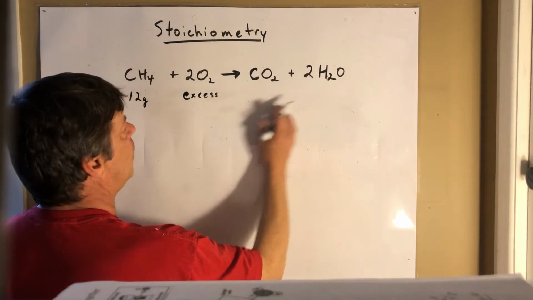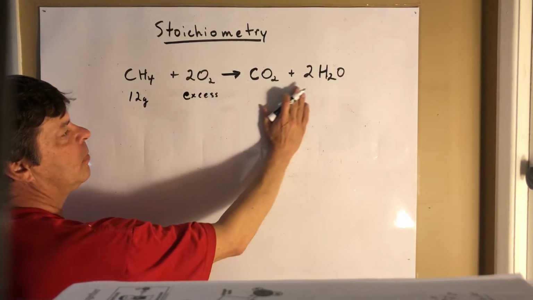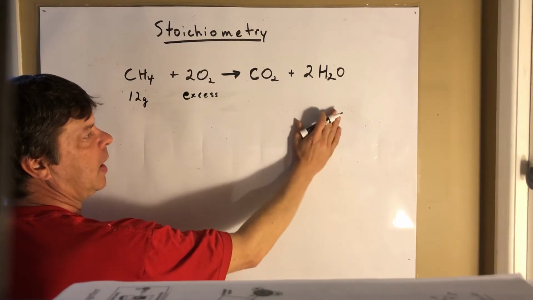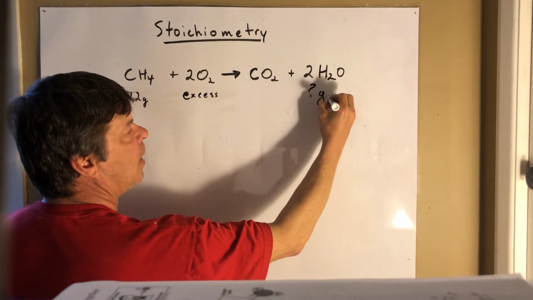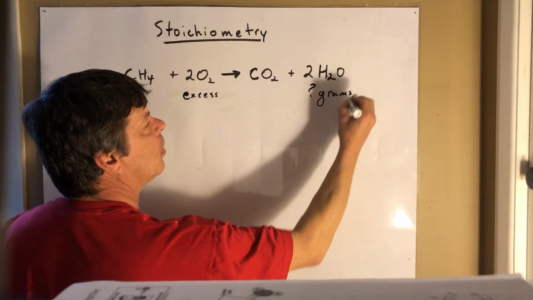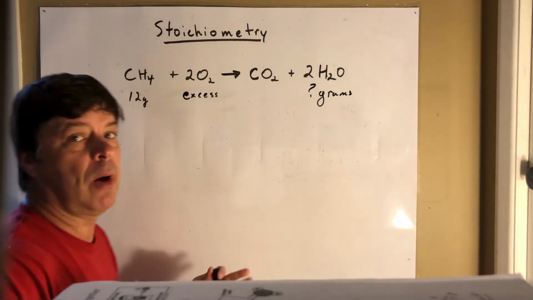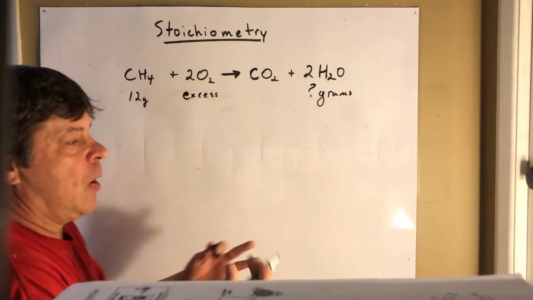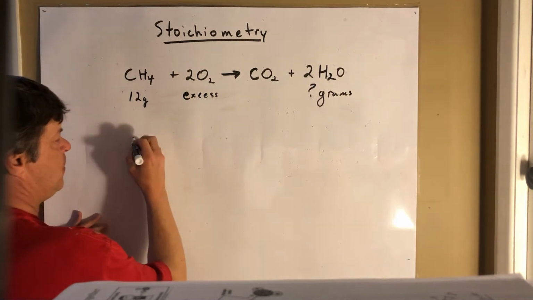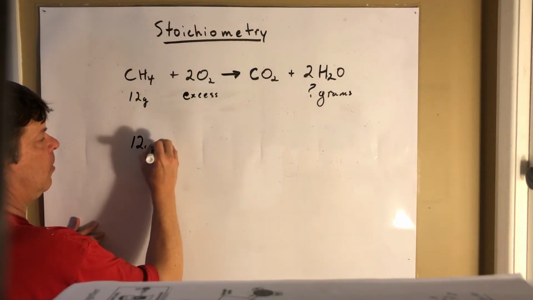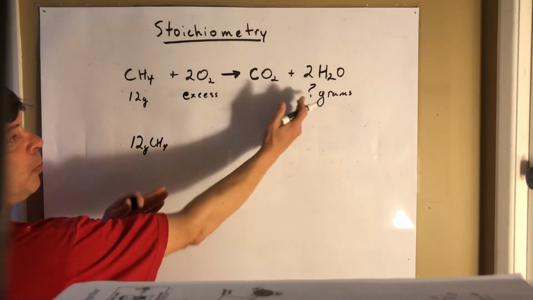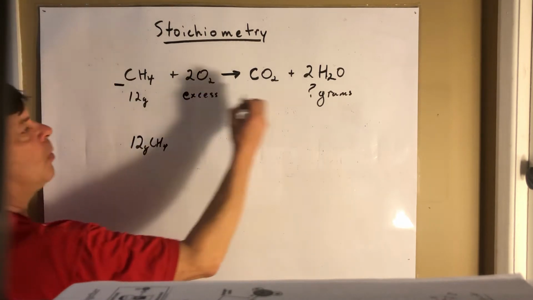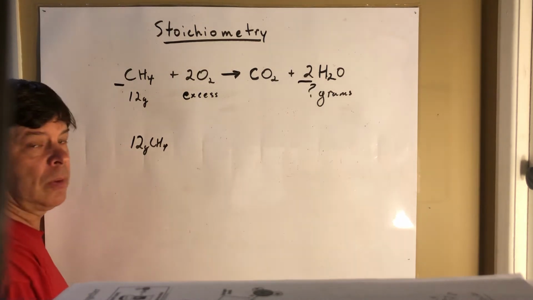And what we can do is figure out how much product we get. So let's say we want to figure out how many grams of water would be produced if we burn 12 grams of methane. So we want to start with what's given, 12 grams of methane. And we want to convert that to moles so we can use this mole ratio. Remember, this mole ratio is what's new.